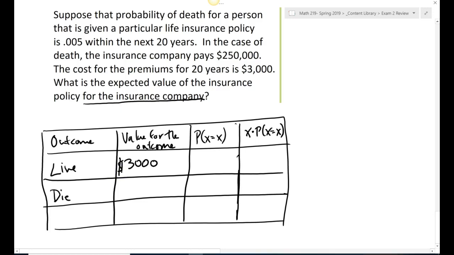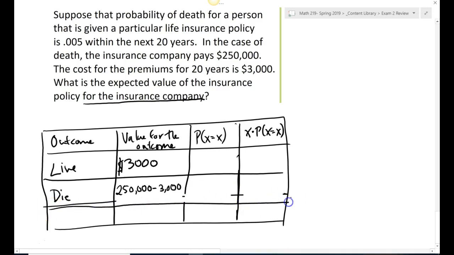So the idea of a premium is if the individual lives, the insurance company doesn't have to pay out. They collect all the premium, $3,000. Cool. Now, what about if they die? In this case, it's going to be $250,000 minus the $3,000 that was taken in by the company from their premium.